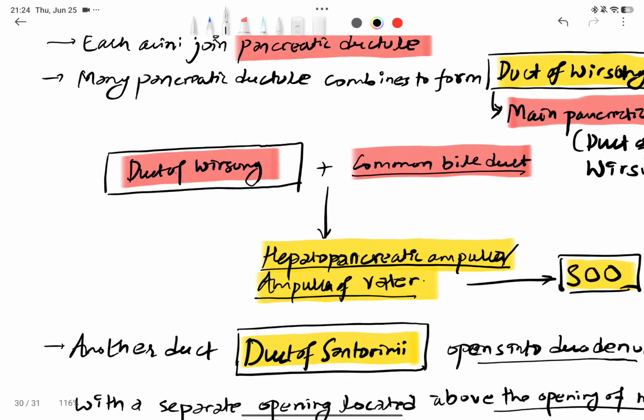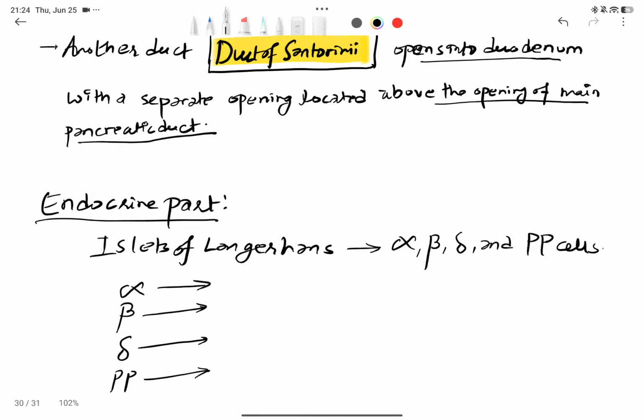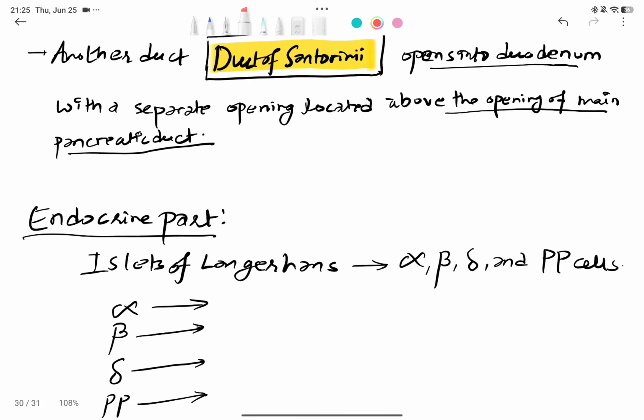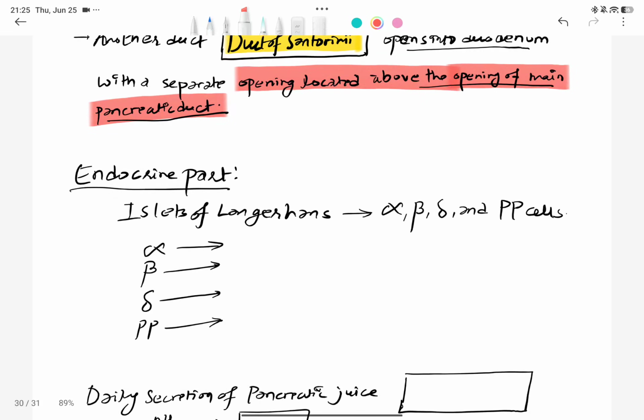So let's go to the endocrine part. The duct of Santorini opens with a separate opening located above the opening of the main pancreatic duct. Okay, so there is an endocrine part also.